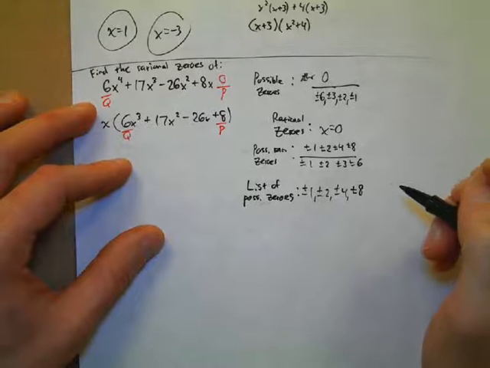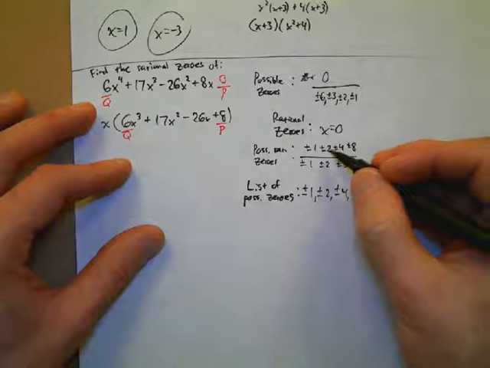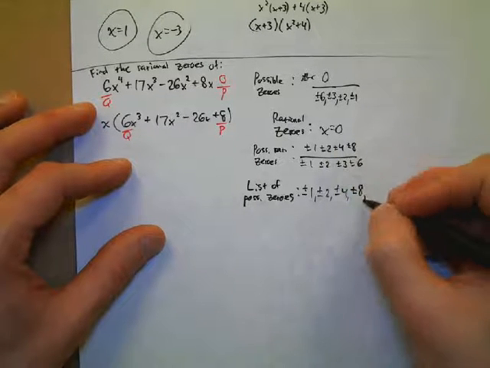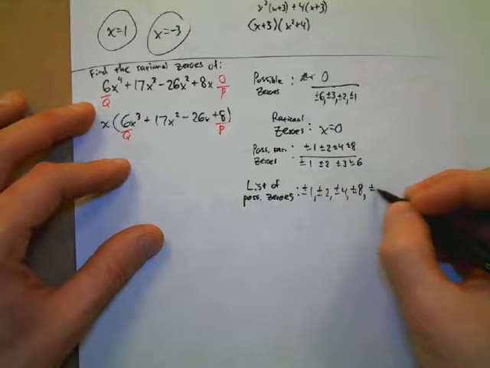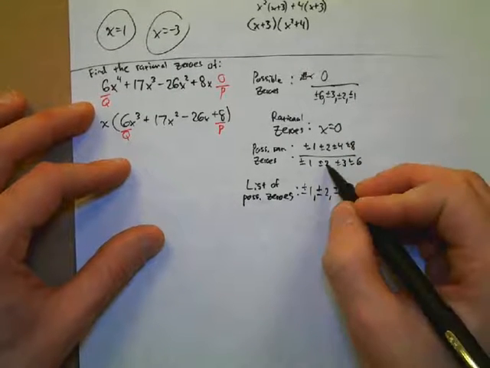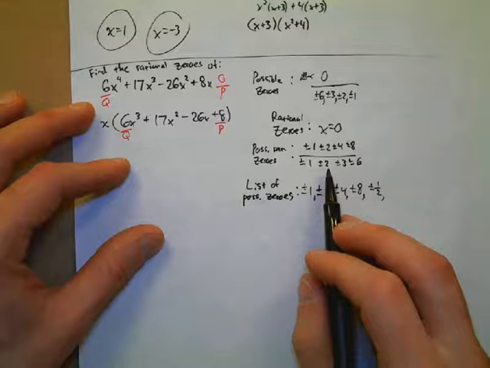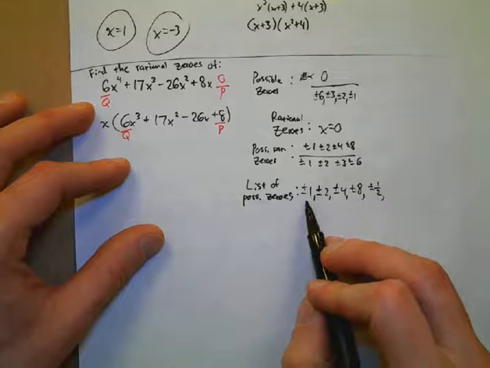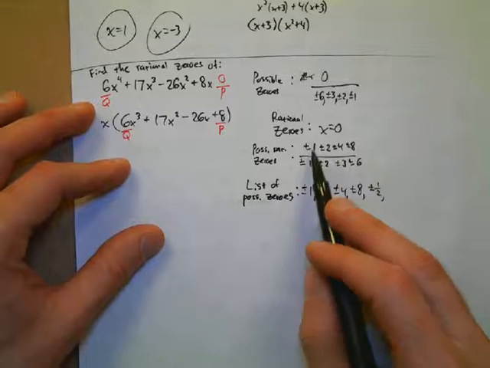And then 2 over 3 are also, and then 4 over 3, and then the 8 over the 3. Okay? So again, the 1 over the 3, the 2 over the 3, the 4 over the 3, the 8 over the 3. All possible zeros.